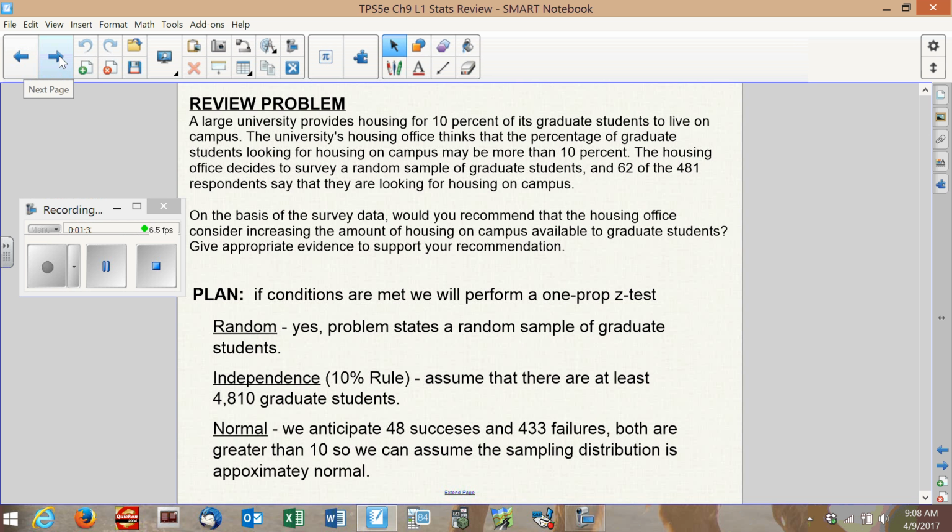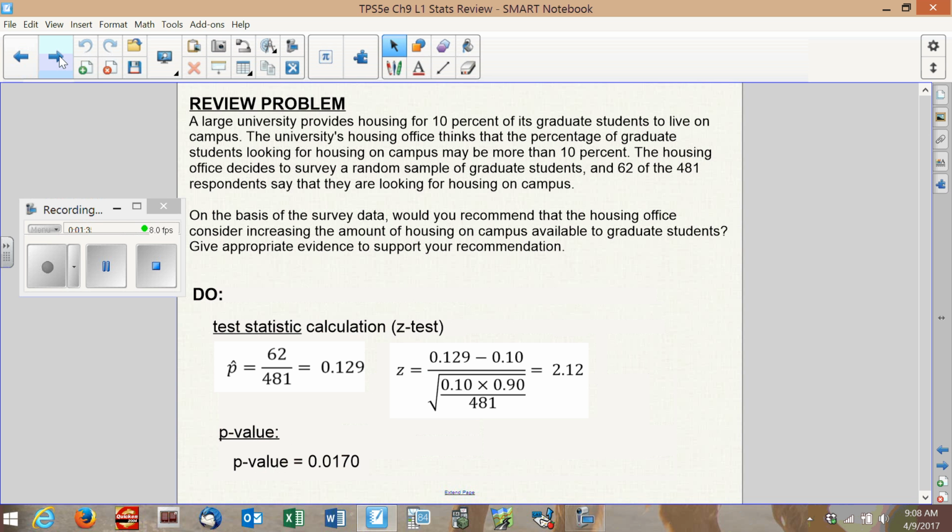Then the do part, we need the test statistic and the p-value. Here you can see how we manually calculated the test statistic, or you can do it on your calculator and get an answer that's about the same, but our p-value is 0.017.